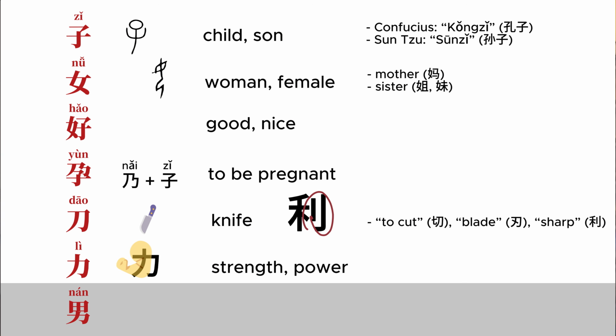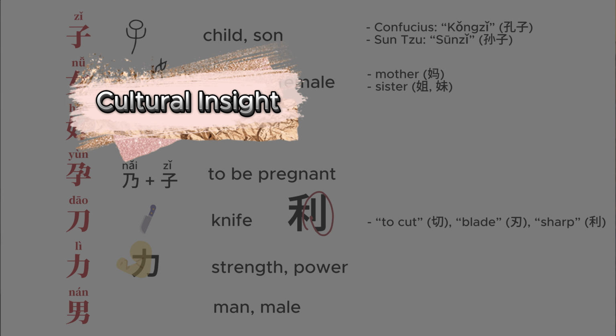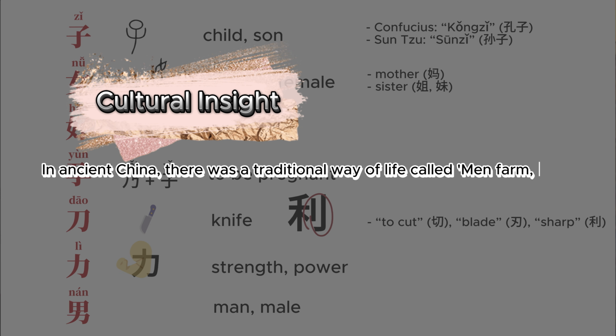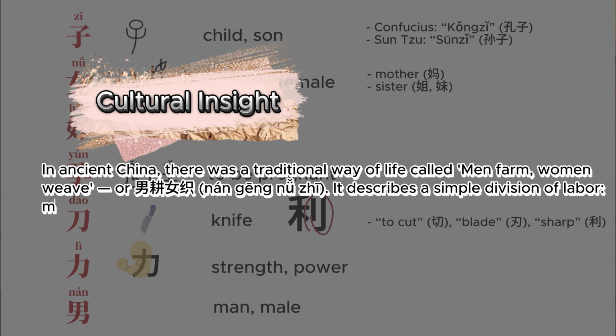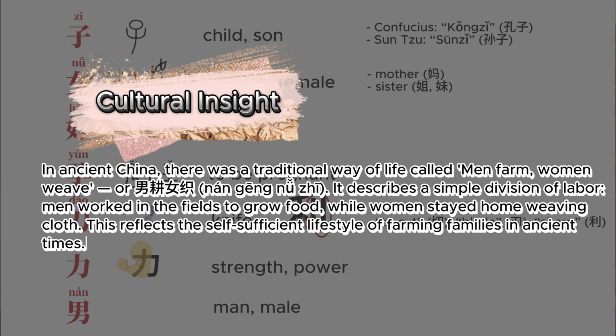Now, what happens if we combine Tian and Li? We get a character, Nan, which means man or male. This character reflected how men were traditionally seen as the ones who worked the fields, using physical strength to farm. It's a vivid example of how Chinese characters reflect cultural values. In this case, the historical division of labor: men plow, women weave, or 男耕女织. But times have changed.